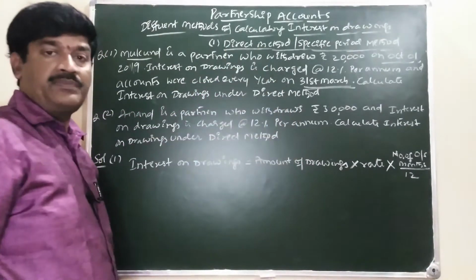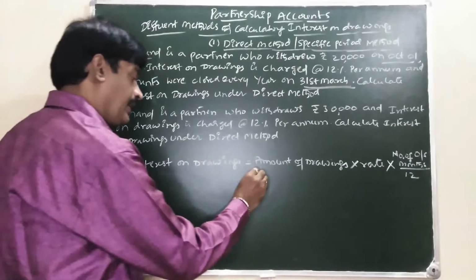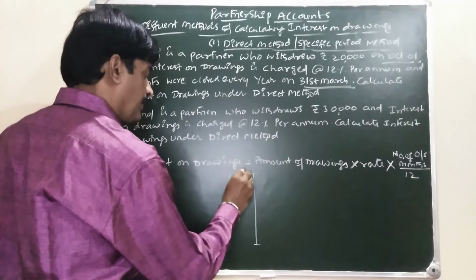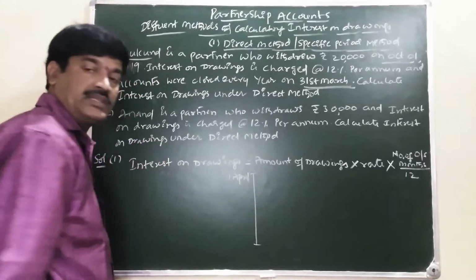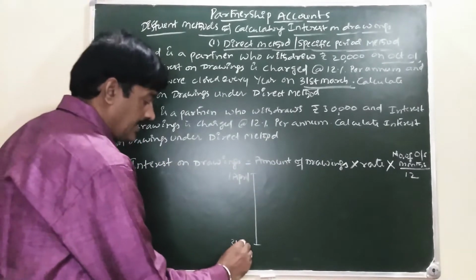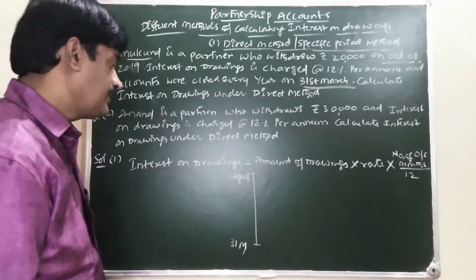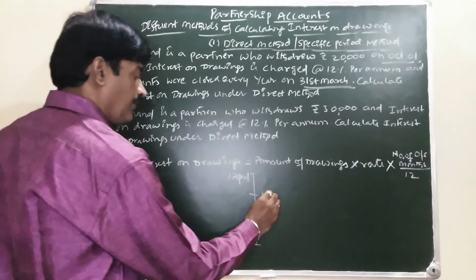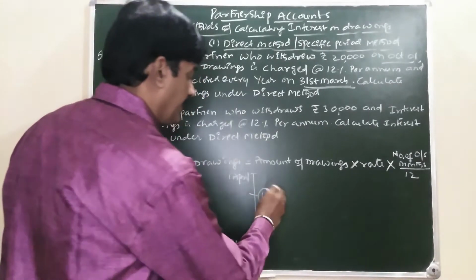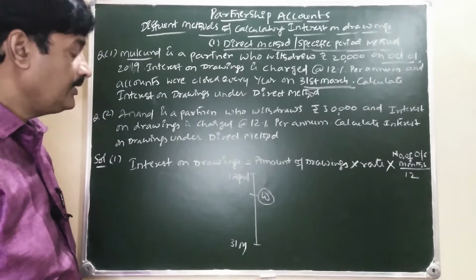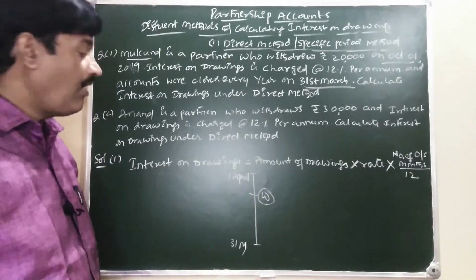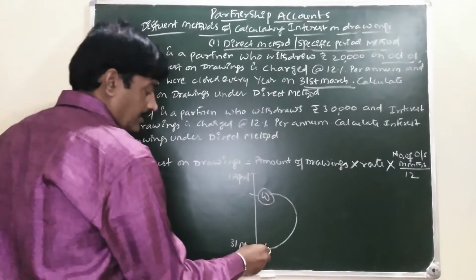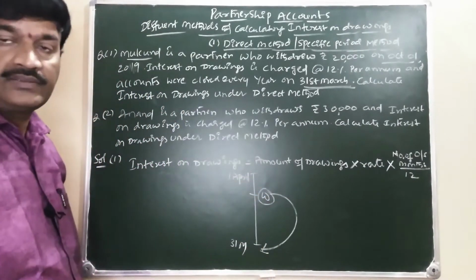Generally, direct method is used where single withdrawal is made during the accounting period. The accounting period starts from 1st April and ends with what? Ends with 31st March. Where only one withdrawal is made by the partner, we calculate the interest on that withdrawal from the date of withdrawal to 31st March.